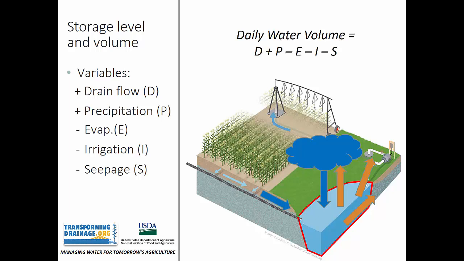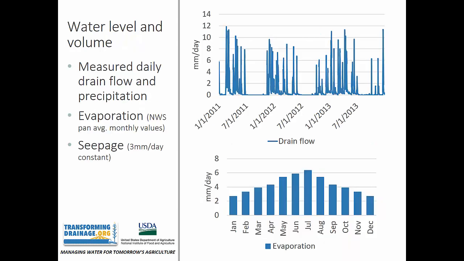With these variables defined, the equation for daily pond volume becomes drain flow plus natural precipitation minus losses due to evaporation, water withdrawal, and seepage. We utilized measured daily data sets for both drain flow and precipitation inputs to the on-farm water storage. Open water evaporation values were estimated based on average monthly values from a National Weather Service pan on site, and seepage was held constant at 3 millimeters per day.